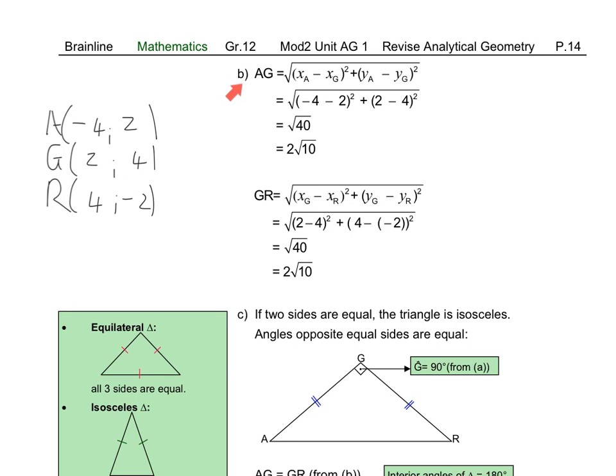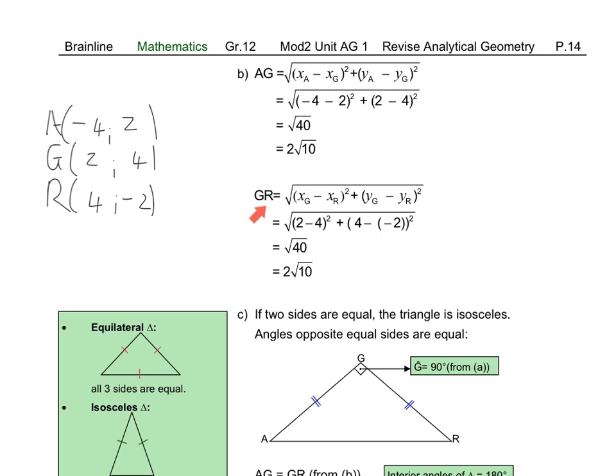For the solution of B, we work out the distance of AG as well as GR. We use our distance formula and we find the difference in x values, -4 minus 2 and square it, then add the difference in y values, 2 minus 4, and also square it to get the square root of 40, which is equal to 2 times square root 10.